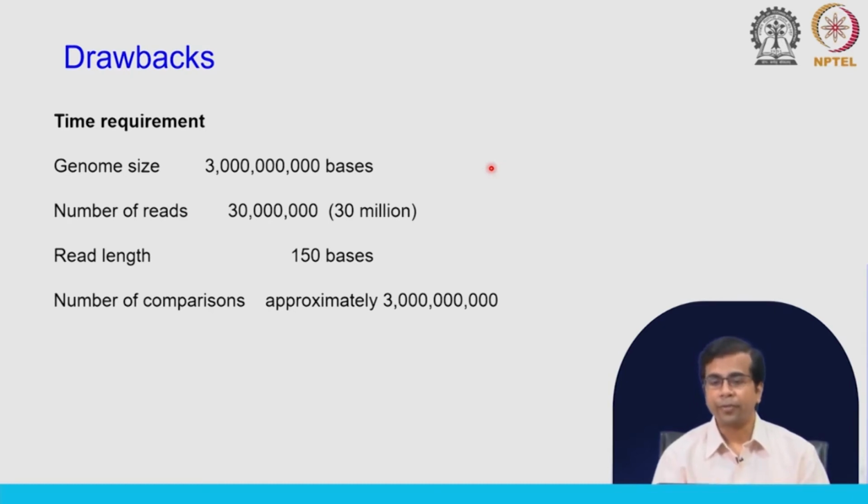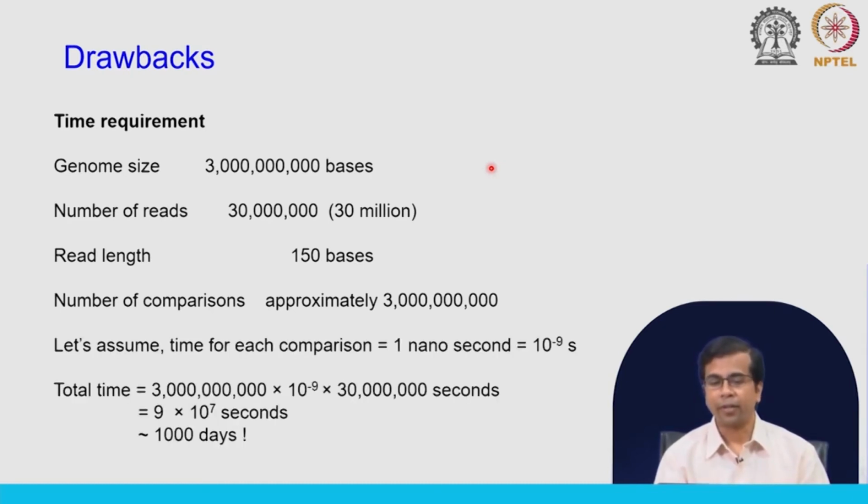Now, let us assume that the time for each comparison is about 1 nanosecond, so about 10 to the power minus 9 seconds. This is again quite optimistic. It will depend on the computer and the system that you are using. But let us be optimistic and say this mismatch counting is a quite fast process, so for each comparison you have 10 to the power minus 9 seconds.